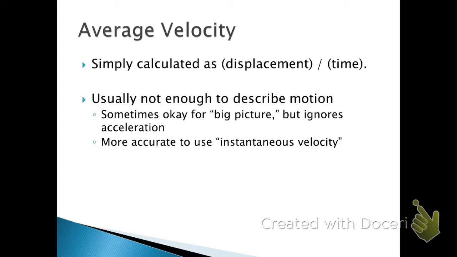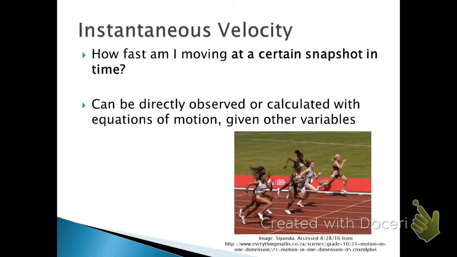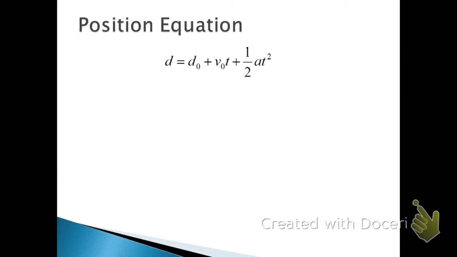But if we're looking at where is something going to be and when is it going to be there, instantaneous velocity is a much better way to go. Now, instantaneous velocity is how fast am I moving at a certain point in time. At this moment, how fast am I moving? You can either observe it directly if you've got photographic evidence or something like that, or you can calculate it given some other variables. And that's what we're going to look at today. How do I calculate where I am at a certain time? How do I calculate how fast I'm going at a certain time based on other parameters of my motion?